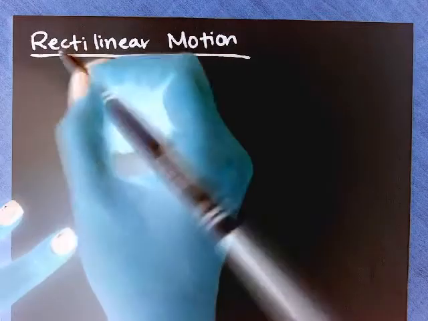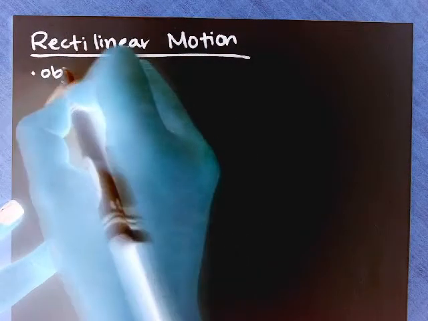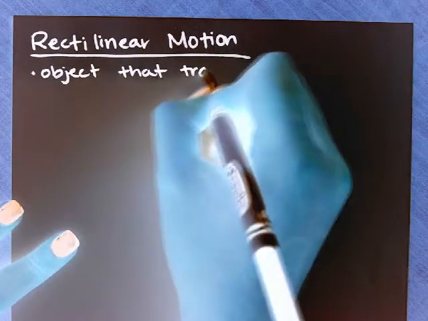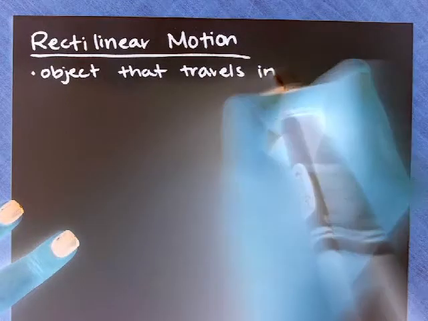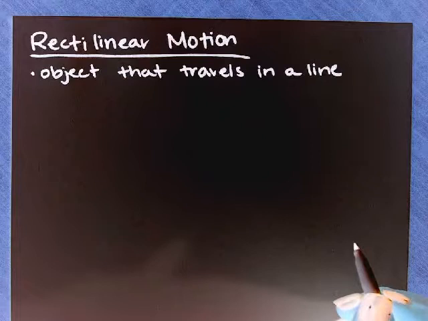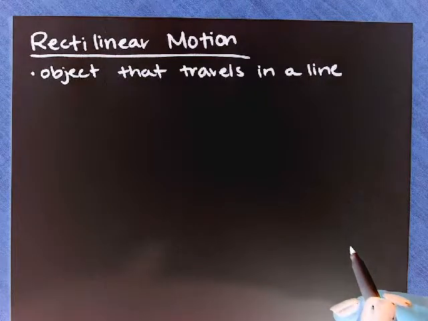So in rectilinear motion, you have an object that travels in a line. They will often say that the object is traveling on the x-axis back and forth, or it's traveling on the y-axis back and forth.